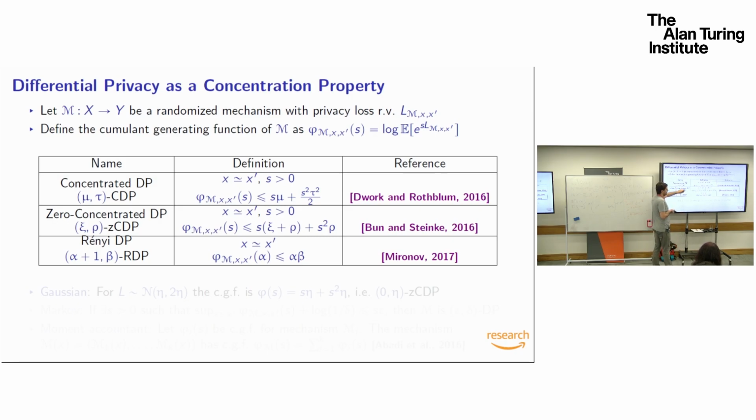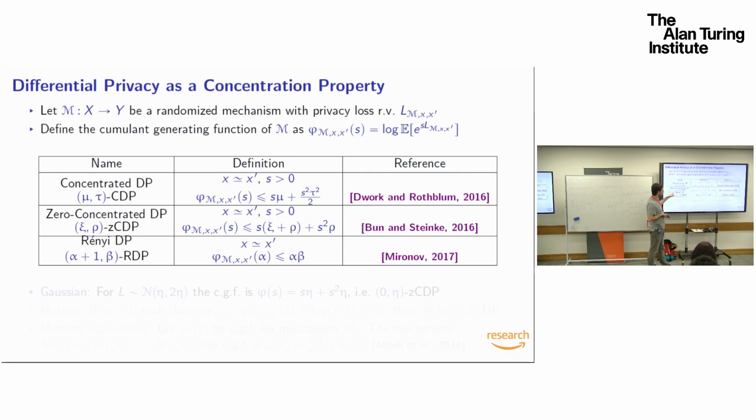Zero concentrated DP is just a slight reparameterization of this. Now the parameters are psi and rho, and instead of putting mu here, I put psi, and I put rho here, so the linear and the quadratic term are coupled through rho. But it's basically the same thing. And then you have Renyi differential privacy, which is slightly different. Note that these two things give me parametric bounds on the phi, because this thing has to be satisfied for all s. It basically says that I have this upper bound on phi for all s.